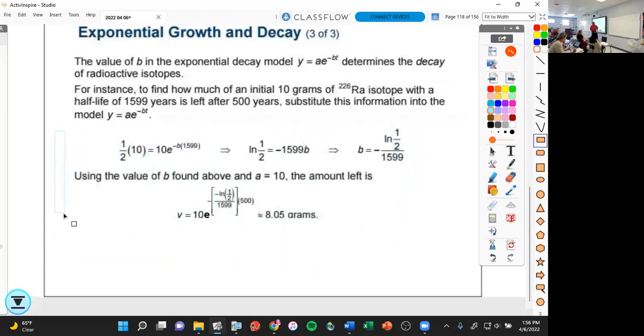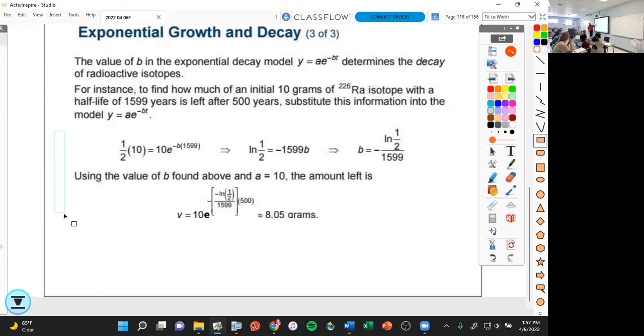I'll just talk through it. The equation is y equals A e to the negative B t. A represents the initial amount in this equation. Y indicates the amount after the time passed. B, we don't know. I know that the half-life is 1,599 years, but I don't know what B is. It's very important to calculate B to move forward with this problem.